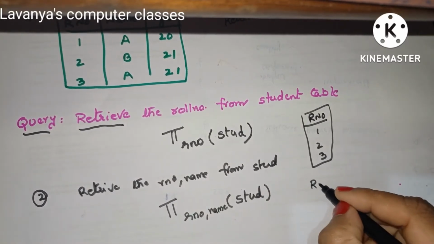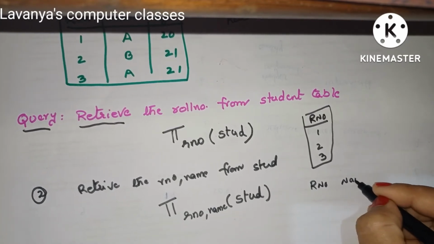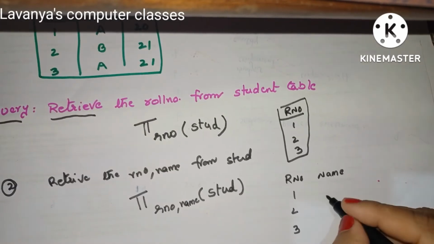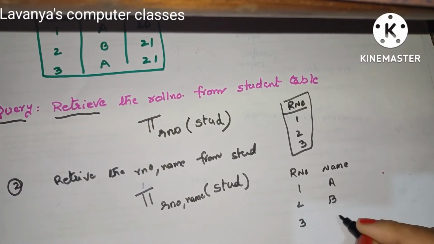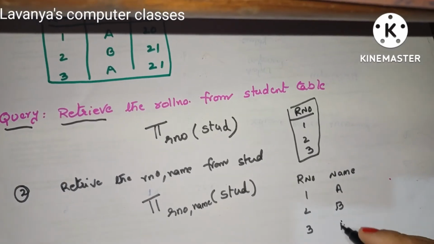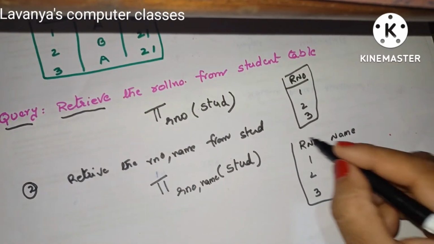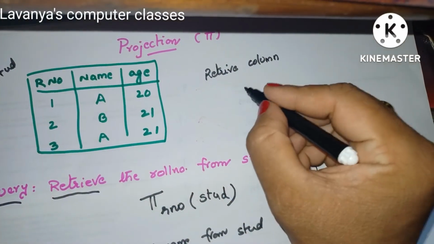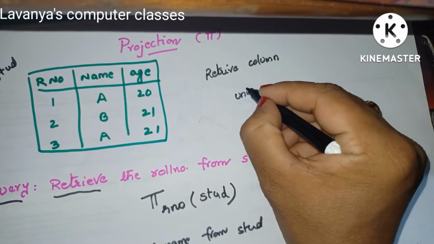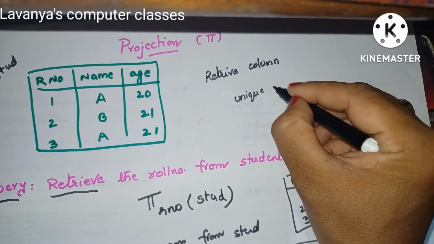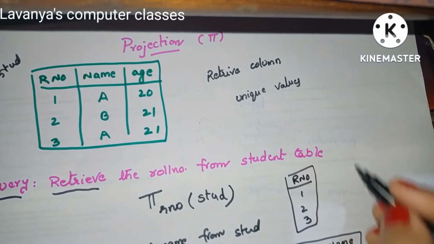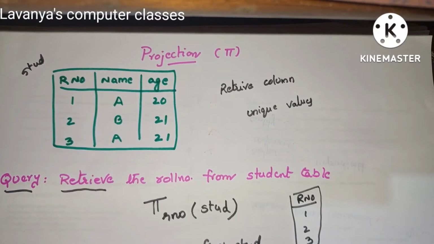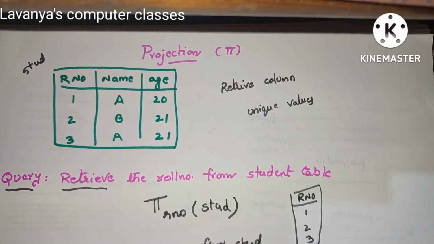So what is the output of this query? Roll number and name, because we have selected 2 columns. Roll number 1, 2, 3, and the names are A, B and A. Okay, this is the output of the second query. Here we have to remember one thing: projection always gives unique values. This is compulsory to remember. Projection gives only unique values. If any data is repeated, it automatically removes the duplicate. It takes it only once.